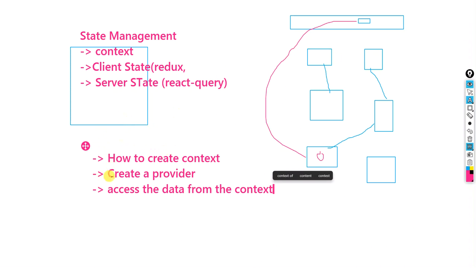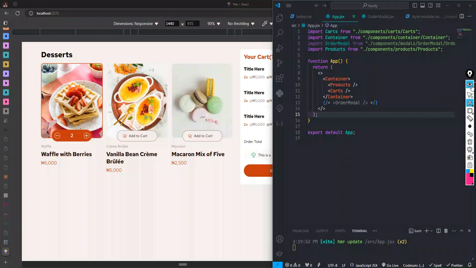So we need to create a context, we need to create a provider that is going to provide the data, and at the same time we need to have the hooks that are going to give us access to the data from the context. So this is what we need to do today. So let me clear all this stuff, delete it, and go back to our format screen.